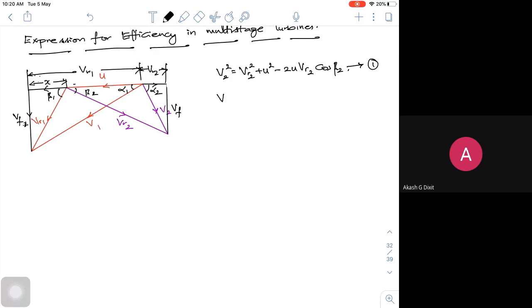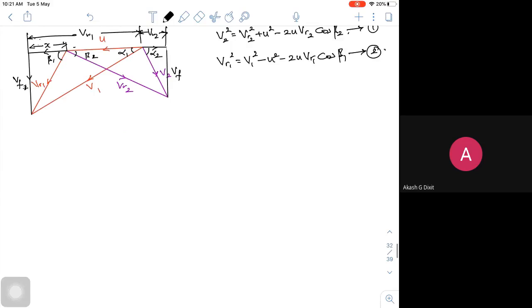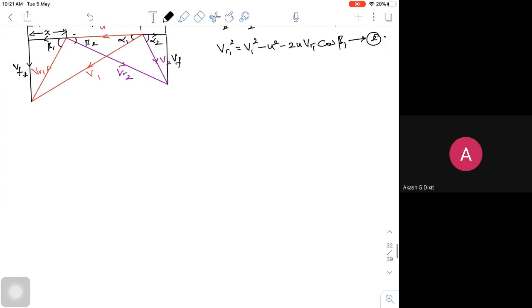And I have the other expression, that is VR1 square is equal to V1 square plus U square minus 2 into U into VR1 into cos beta 1. So for this derivation, I will call these 1 and 2. I am rewriting equations 1 and 2, and equations 1 and 2 will be used here. Okay.